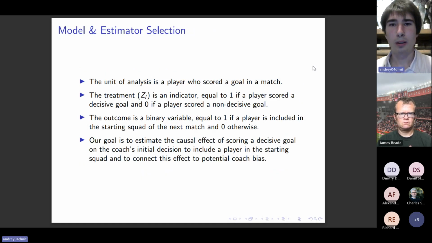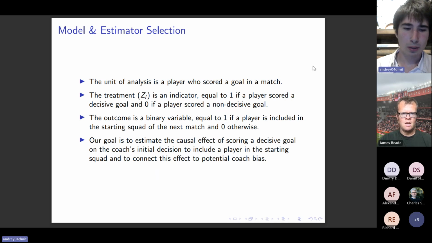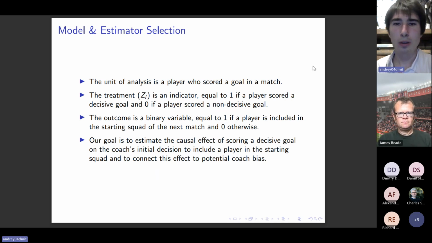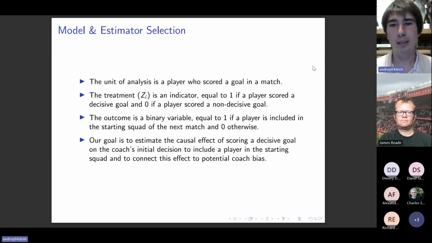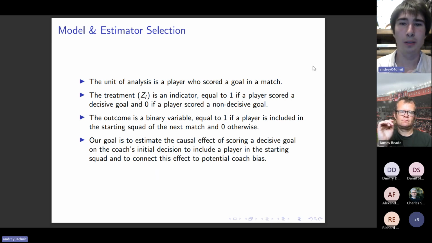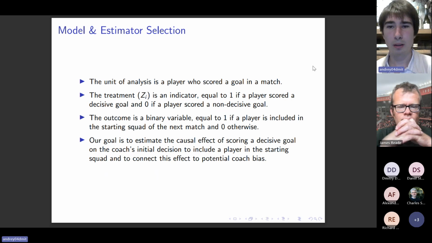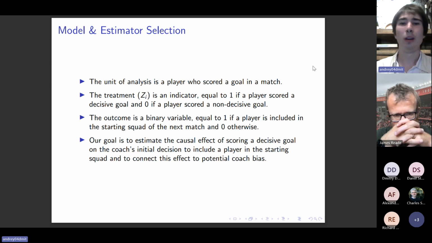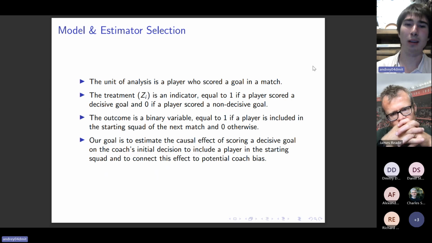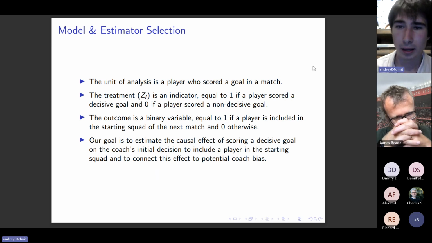So we are moving on to the model and estimator selection. Once again, I'll repeat the unit of our analysis, the treatment, and then we'll quickly move on to the estimator and finally the results, which we're waiting for. So the unit of analysis is a player who scored a goal in a match. The treatment Z_e is an indicator equal to 1 if a player scored a decisive goal and 0 otherwise. The outcome is a binary variable equal to 1 if a player is included in the starting squad of the next match. And our goal is to estimate the causal effect of scoring a decisive goal on the coach's initial decision to include a player in the starting squad and to connect this effect to potential coach bias.